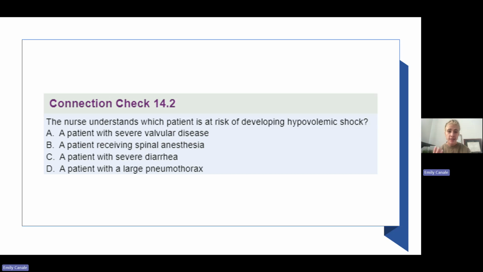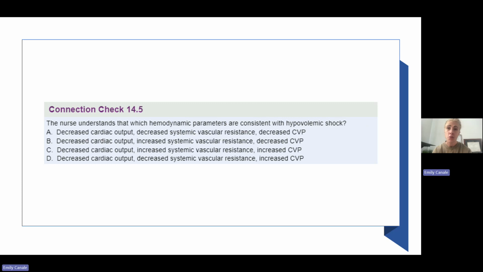Little mind break. Here's another connection check for you. The nurse understands which patient is at risk of developing hypovolemic shock. I want you to think about that, write it down. I have another one, hemodynamics. The nurse understands which hemodynamic parameters are consistent with hypovolemic shock. I want you to pause, take a break, answer this.